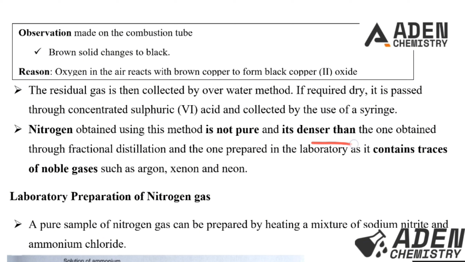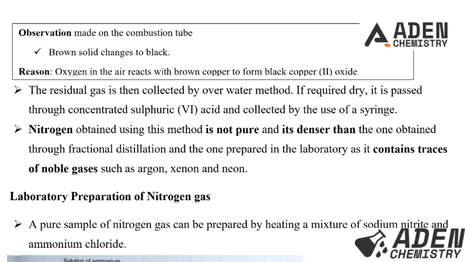And it is denser than the one obtained through fractional distillation, which we are going to discuss in our next class, and the one prepared in the laboratory. That's the next thing that we are going to do in this lesson, as it contains traces of the noble gases such as argon, xenon, and also neon, even helium.